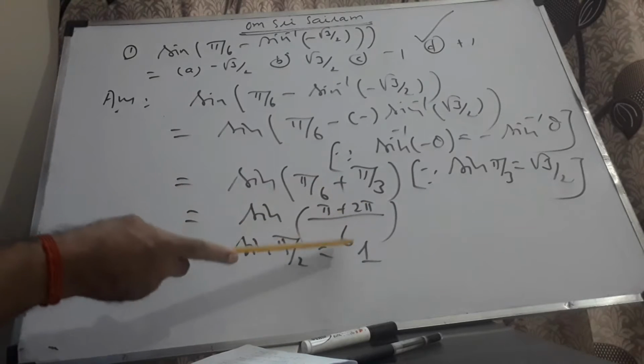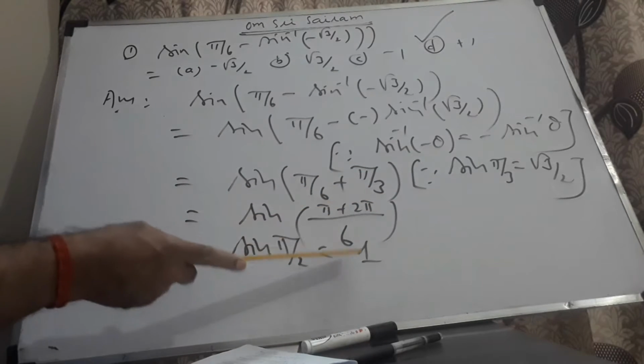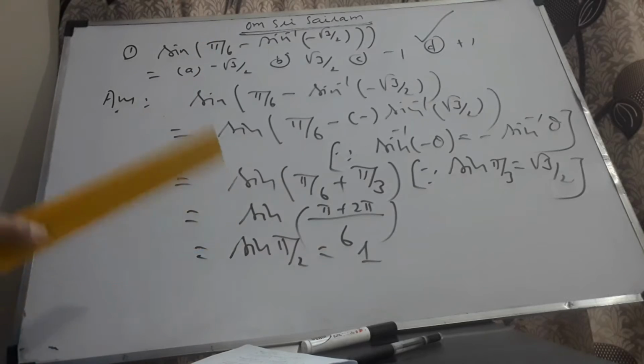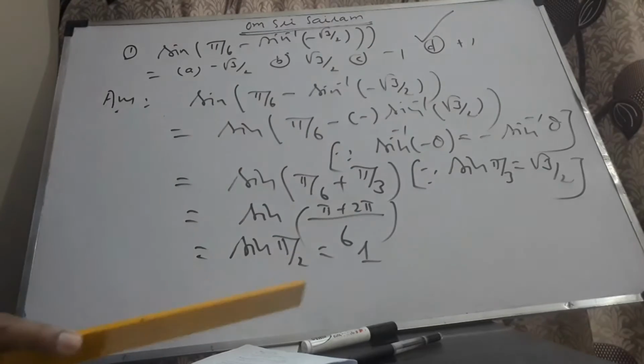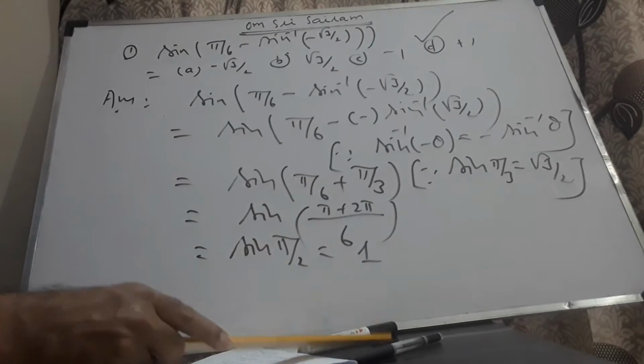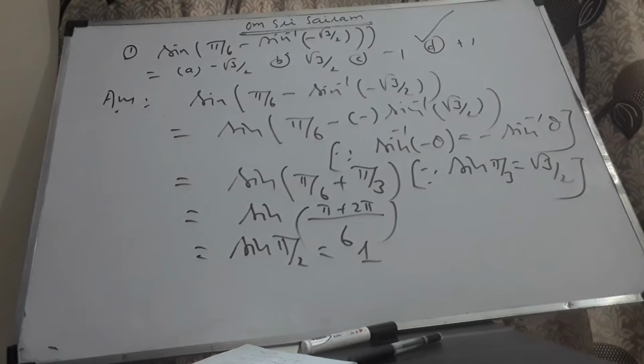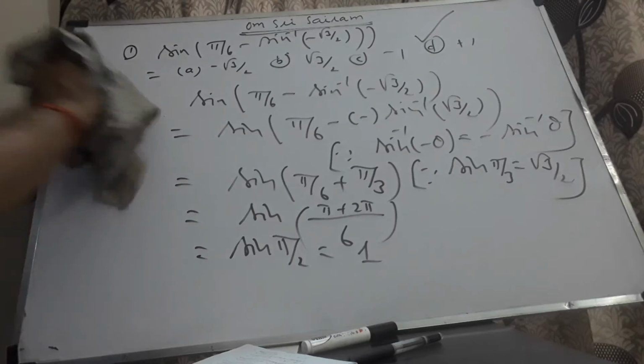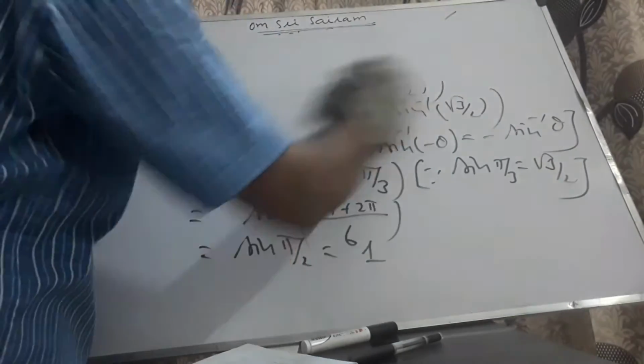Therefore, take LCM here. LCM is 6, pi plus 2 pi. 3 pi by 6 is pi by 2. Sine pi by 2, sine 90 degrees. Therefore, my answer is D. I think it's clear to everybody. Then I'll move on to the next problem.